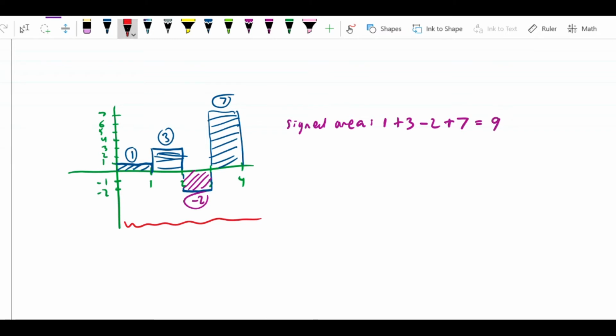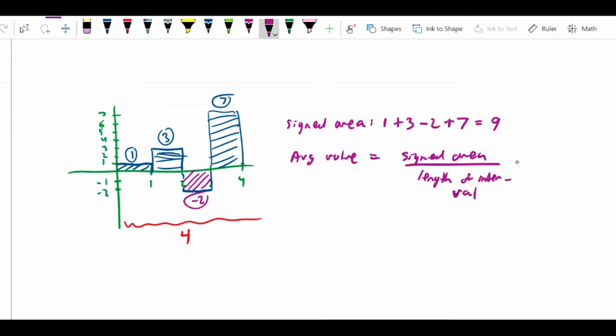Now take a look at the length of the interval. Because I've assigned to each number a rectangle of width 1, that means the total width of all the rectangles is 4. So what I'm doing is taking the average value, which is equal to the signed area divided by the length of the interval, and that equals, once again, 9 over 4. So we get the same thing, but we've now represented it graphically.